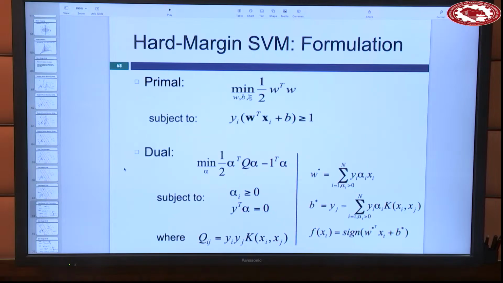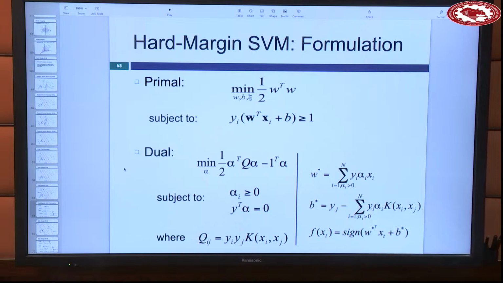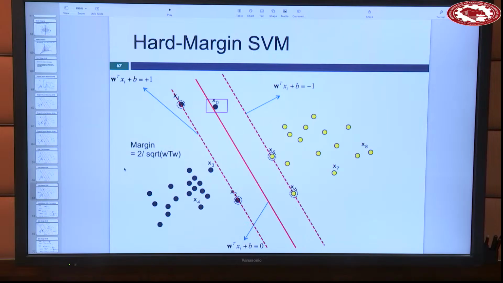So this is the primal equation, right? This yi, because you have only two labels, plus 1 and minus 1, basically puts two constraints in one. So what is the constraint? For the positive class, w transpose xi plus b must be greater than or equal to 1. Is it clear? For the negative class, w transpose xi plus b must be less than or equal to minus 1.